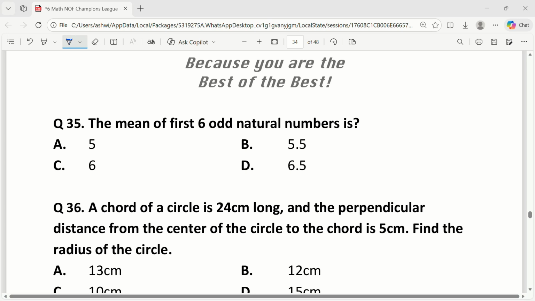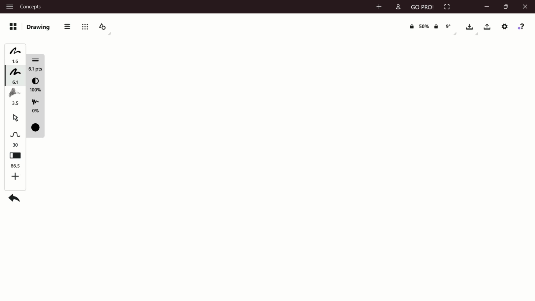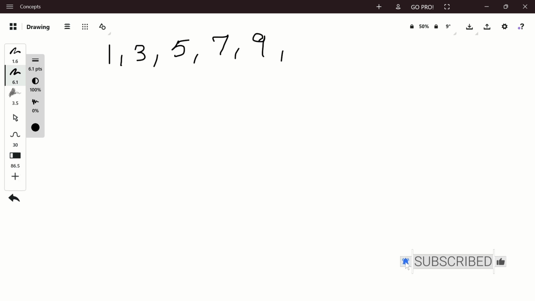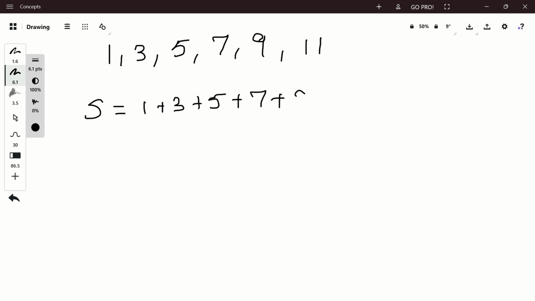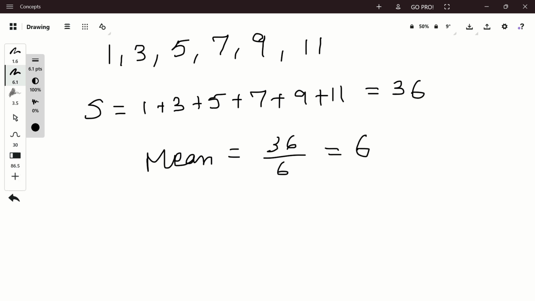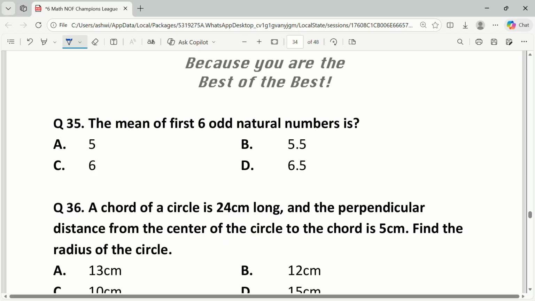Question 35. The mean of first 6 odd natural numbers is. The first 6 odd natural numbers are 1, 3, 5, 7, 9 and 11. The sum of these numbers is S is equal to 1 plus 3 plus 5 plus 7 plus 9 plus 11, which is equal to 36. The mean is the sum divided by the count of numbers, which is 6. So mean is equal to 36 by 6, which is equal to 6. Comparing with the options, the answer is C, 6.